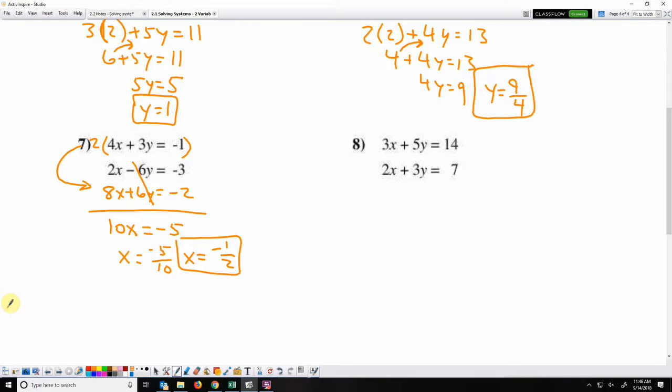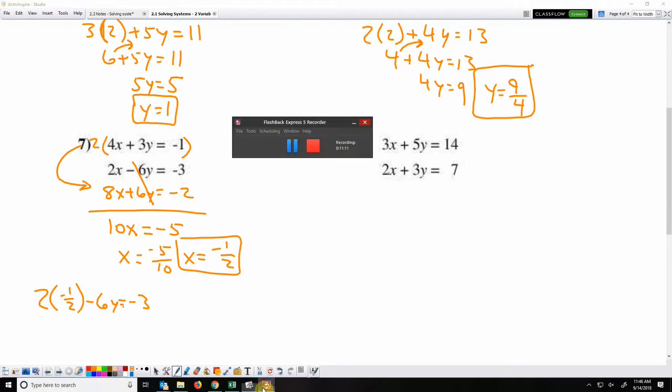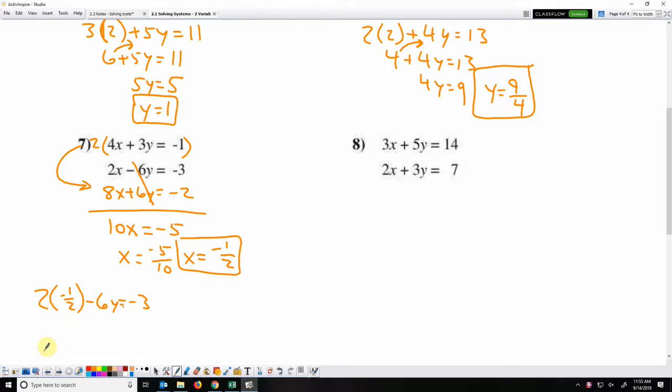So I can plug that into the top or the bottom equation. I think the bottom one is what I'm going to go with this time. It really doesn't matter. 2 times negative 1/2 minus 6y equals negative 3. 2 times negative 1/2 is negative 1. So negative 1 minus 6y equals negative 3.